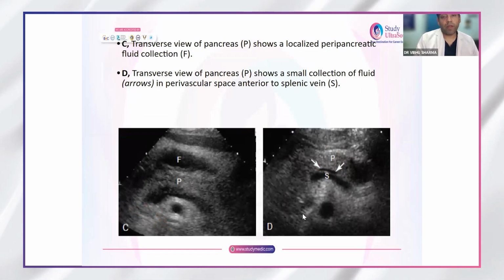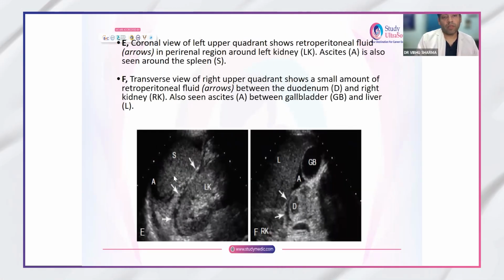This is the transverse view of pancreas, which is showing a small focal collection in the peripancreatic space anterior to the splenic vein. This is free fluid. You can see it anterior to the pancreas. So this is the coronal view and the transverse view.